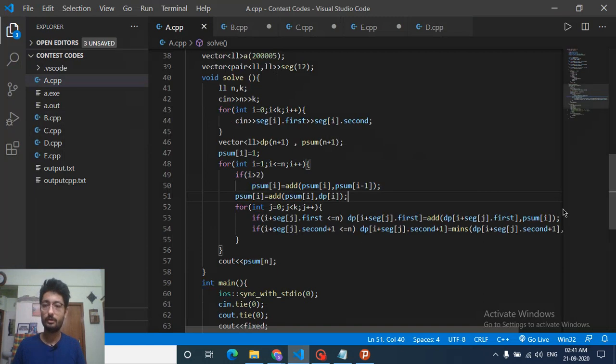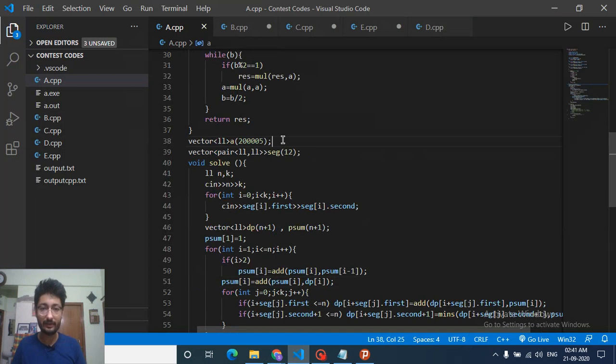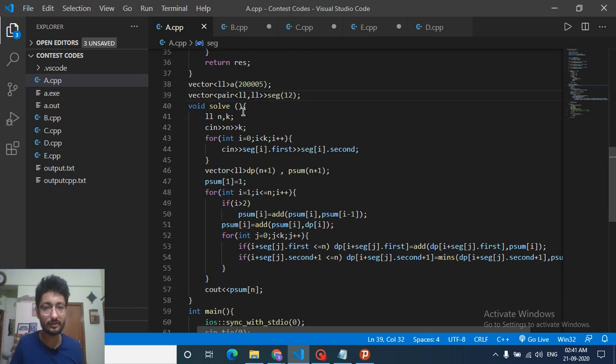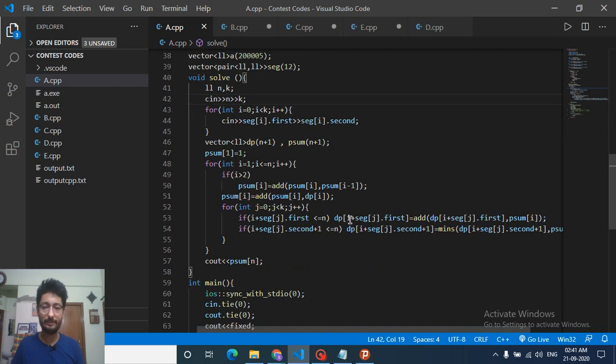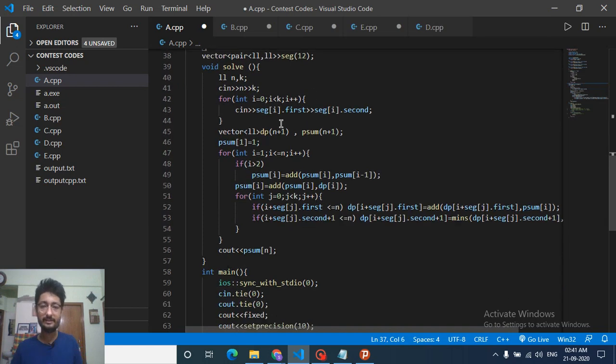So this is the code, in which what we are going to do is make an A vector and a segment vector. The segment vector will store the left and the right value. Then we take the input N and K. K is the number of segments, so we store each segment I as first and second. Then there are two vectors, DP and psum, which I've told you about.